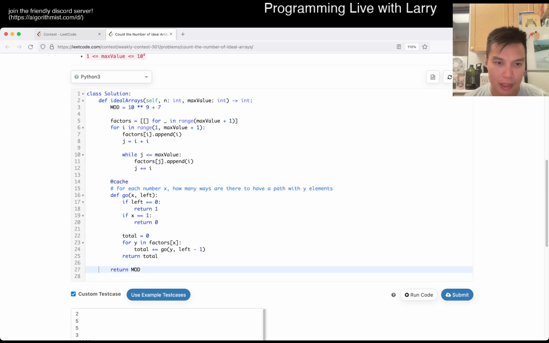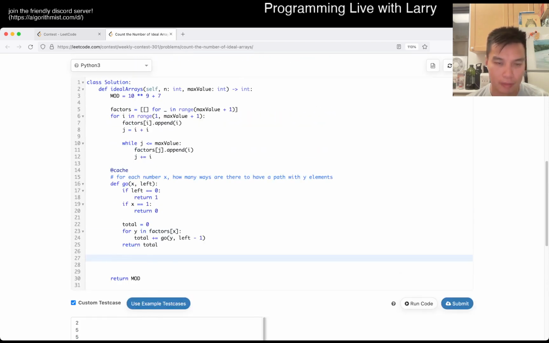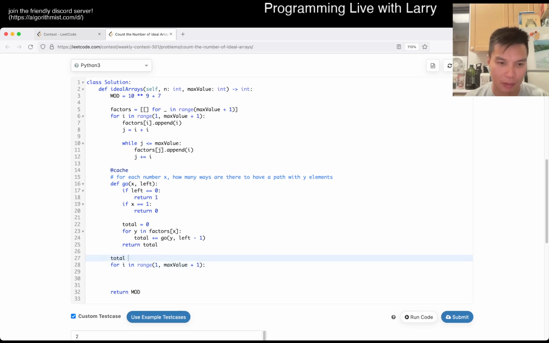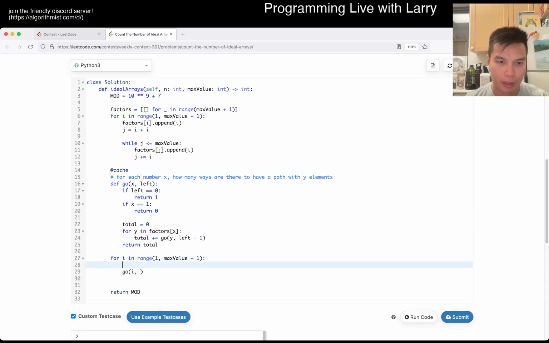Okay, and now we do, so then it'll be 60 squared or something like this. Okay, something like this. 1 to max value plus 1. Let's just have some fun to see what would work, or just to see if it's fast enough. So go of i, and then length of factors of i.